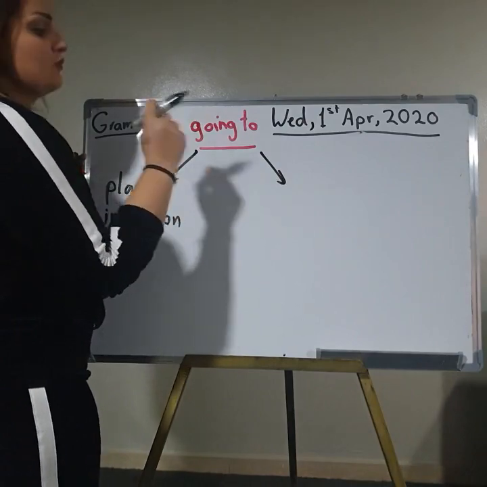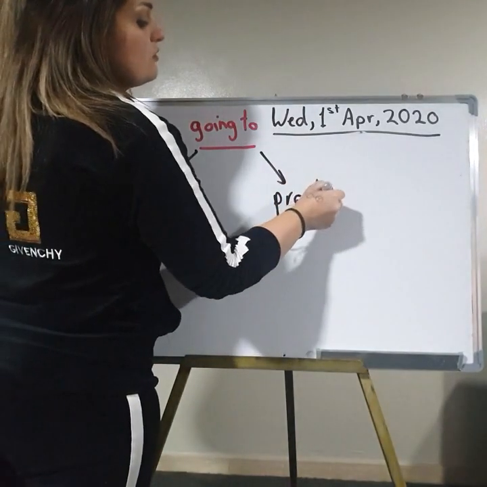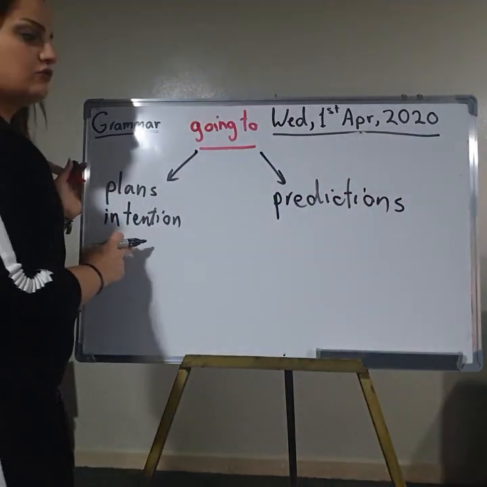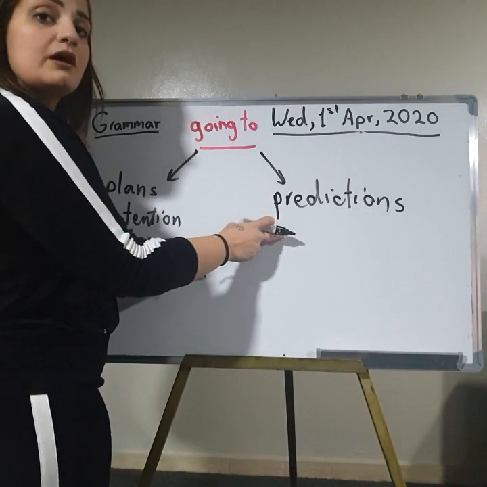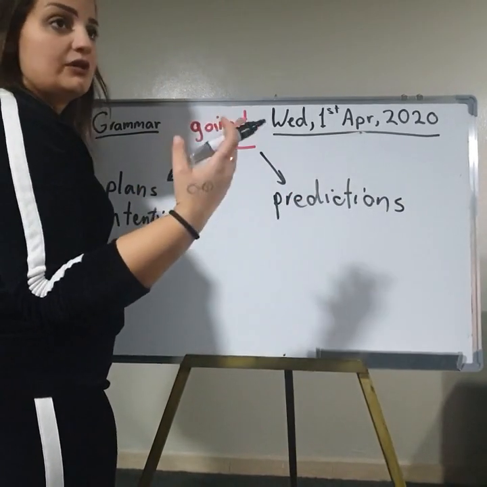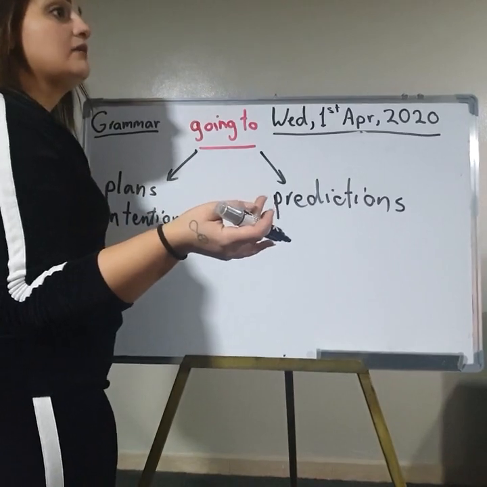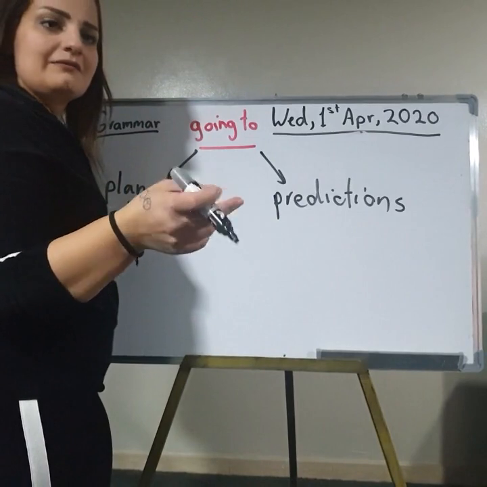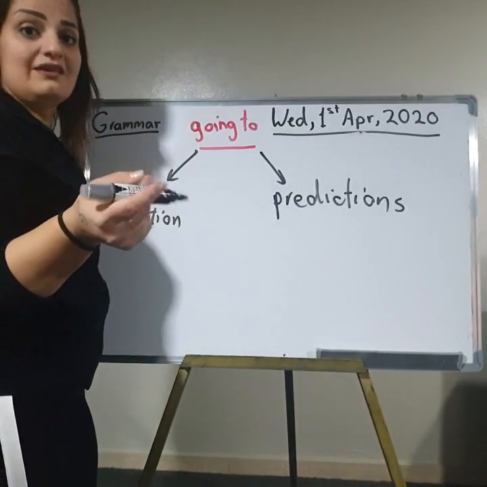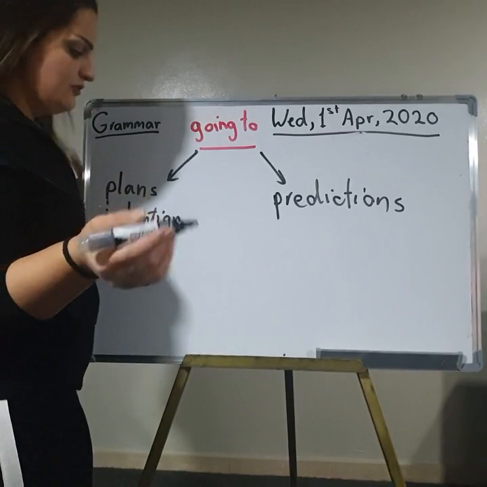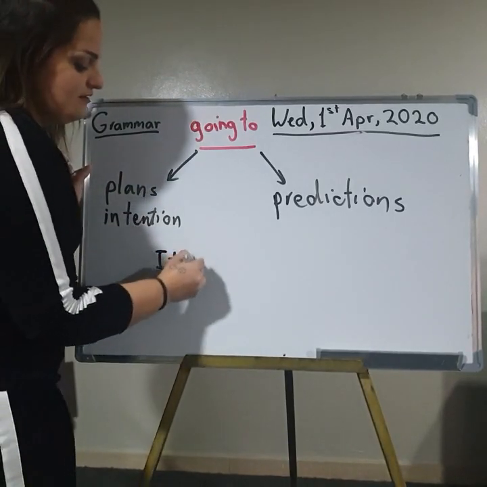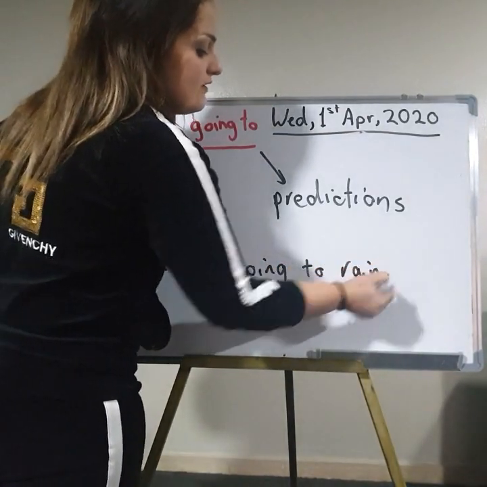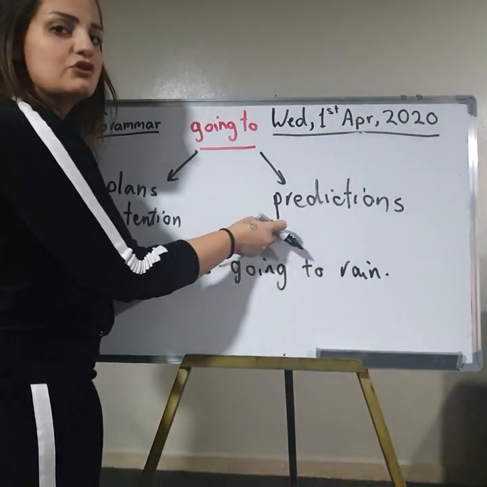Now, another use for going to is for predictions. Predictions are close to intentions, but you make predictions according to something you see in front of you, like you're standing at the window and you see that the sky isn't that blue, or you have some black clouds, and you say, I think it's going to rain, okay? So like this, it is going to rain. I call this sentence a prediction.